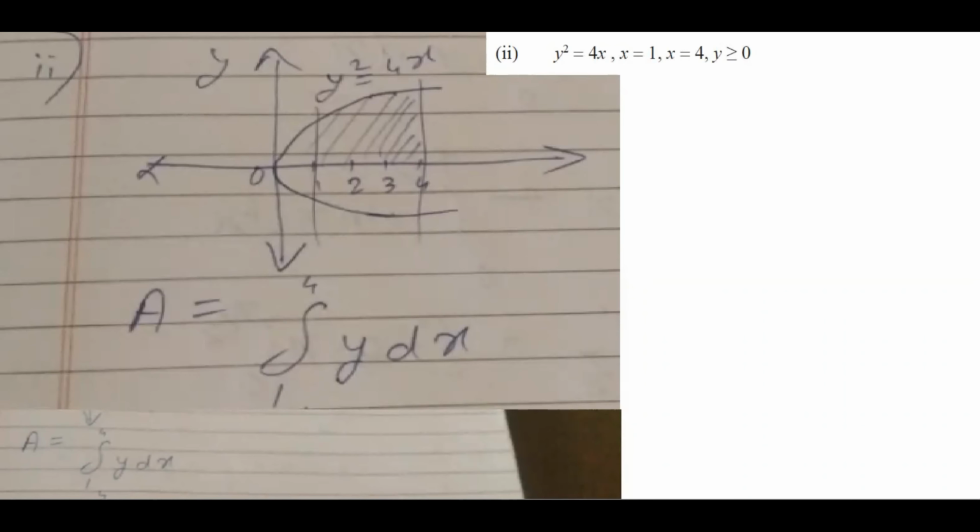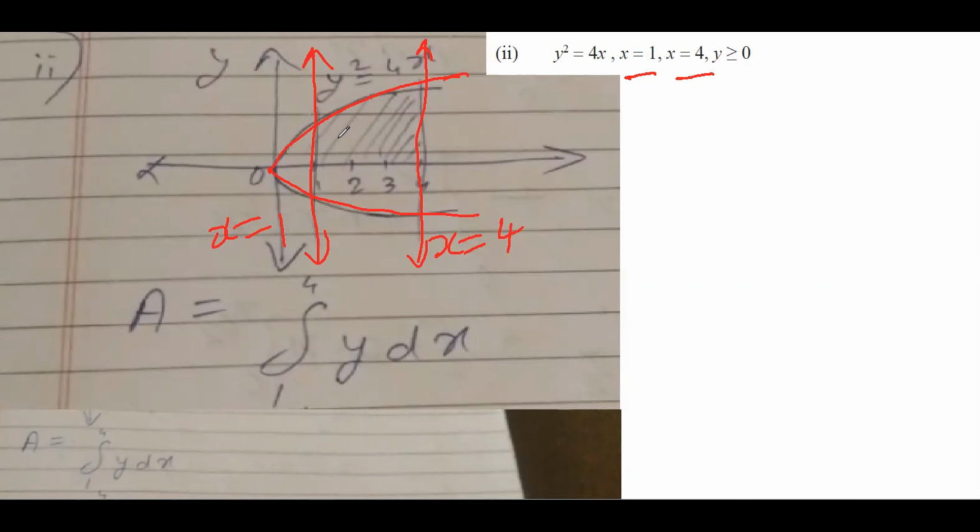Okay, so now the second question is y square is equal to 4x and x is equal to 1 and x is equal to 4. So y square is equal to 4x is this parabola which you have drawn properly. X is equal to 1 is this particular line. This is again perfectly correct. Then x is equal to 4 is this particular line. This is exactly correct. So I will write here x is equal to 1, and here x is equal to 4.